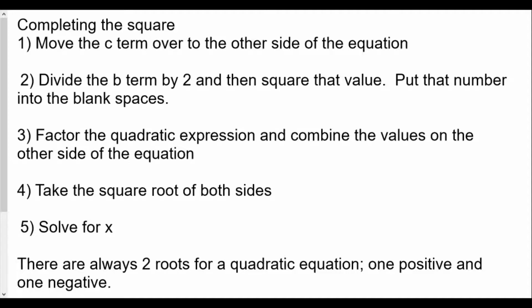Next, factor the quadratic expression. First divide the b term, the number multiplying the x by itself, by 2, and then square that. That value is what you put in the blank space. We'll factor the expression on the left side and combine the values on the right side of the equation. Take the square root of both sides and then solve for x. Remember, there are always two roots for a quadratic equation, one positive, one negative, and you'll see the use of the plus or minus symbol. Let's see this work in action.